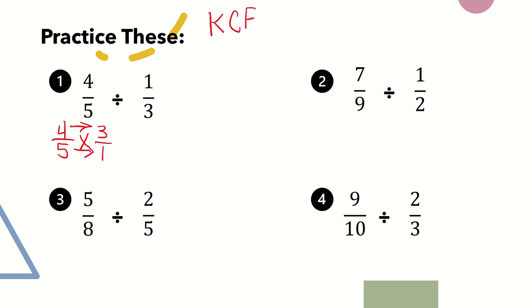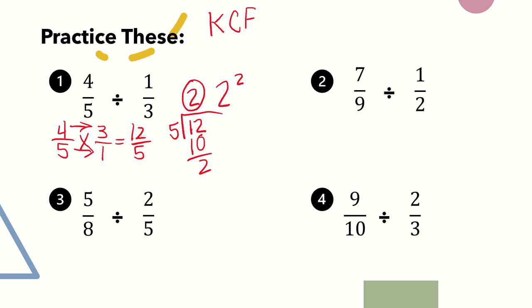4 times 3, 12, and 5 times 1, 5. And of course, we can't leave it as an improper fraction, so we just simply divide, or see how many times 5 goes into 12. So now I need to convert it back into a mixed number. So in this case, 2 is my whole, 2 over 5.